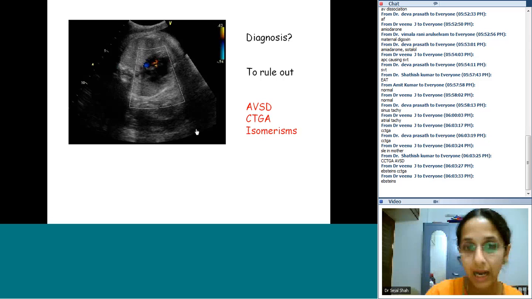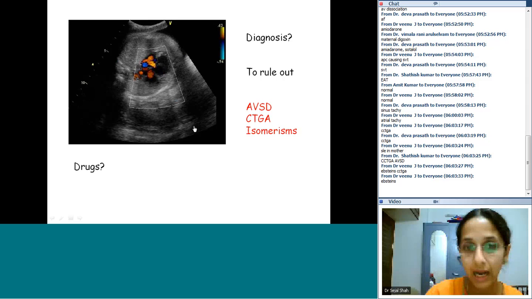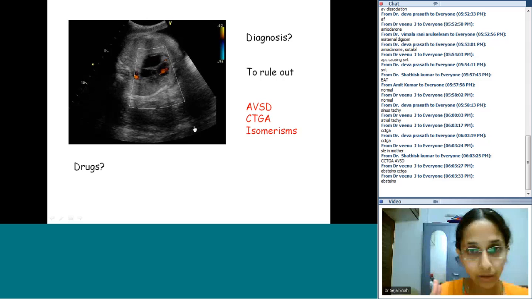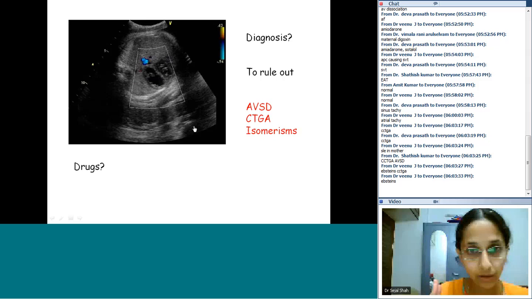Now what do we do when we see a heart like this, with rates of around 55 beats per minute? Can we give any drugs? Theoretically, do we have any drugs we should consider in complete heart block?